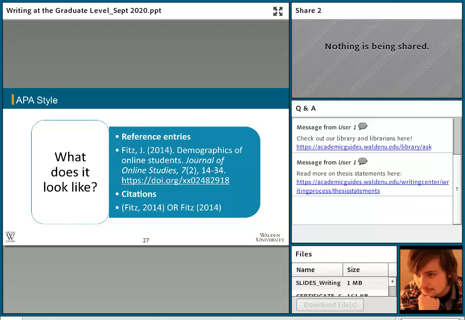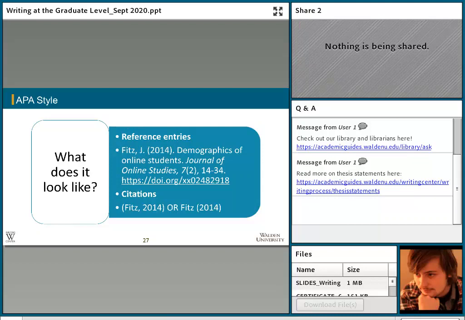Citations can look like this. We have a couple of different kinds of citations in APA style. First, we have our parenthetical citation, Fitts, 2014, within that parenthetical there. That's one option for citing. When you're using the name of the author in the text of the sentence, you should then use a narrative citation, which is our second example here, Fitts, and then in parentheses 2014, that year of publication.